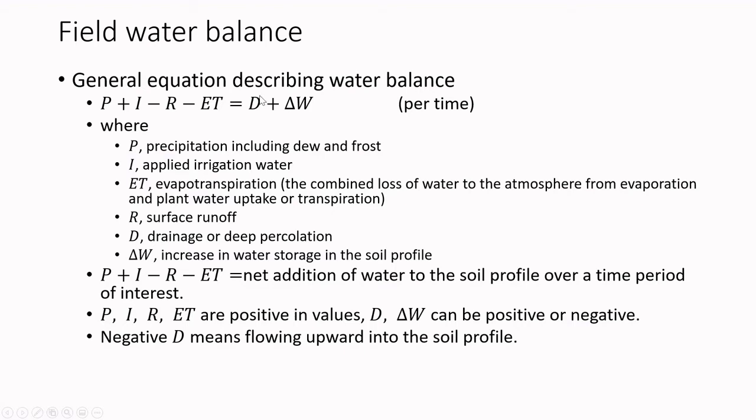But if you move here and it becomes negative, and then the D itself is negative, so it's minus D and D is negative, then it becomes positive. When that case happens, the negative D is showing that the water is flowing upward. That's what it means. Okay, I hope I did not confuse you on that.